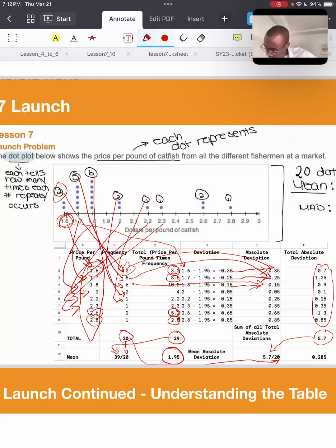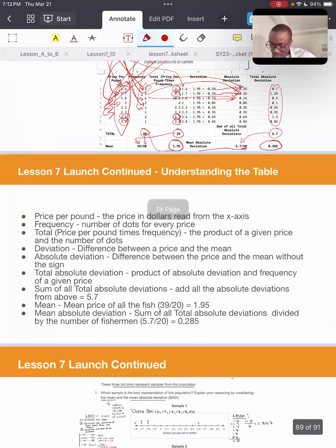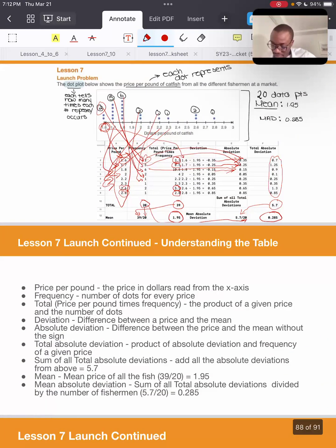And that gives me a mean absolute deviation of 0.285. So in the next slide, I've explained what all these terms mean. For example, I explained what the price per pound is. That is something you get directly from the graph that we have been given. And the frequency I've already explained: that is the number of dots per price, the frequency column. Deviation, I've already explained, is the difference between the price of a given data point and the mean, and so on and so forth.